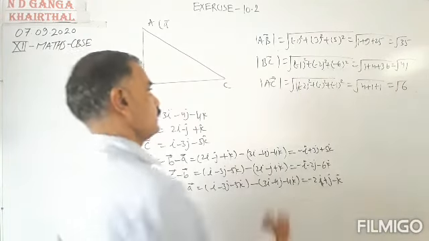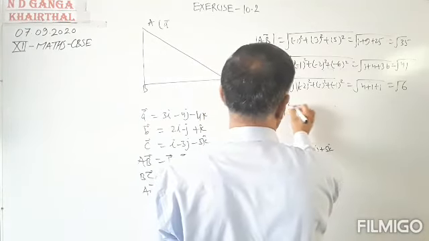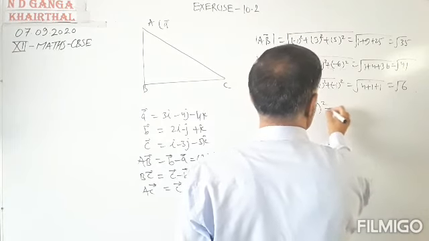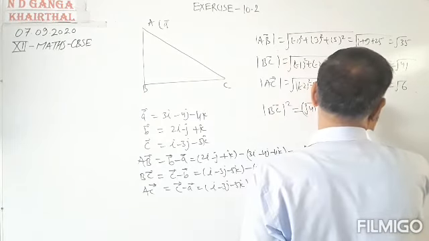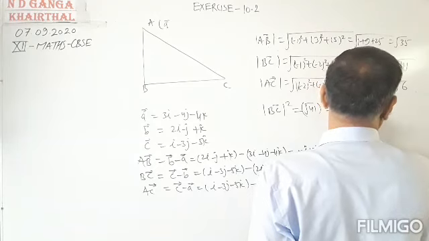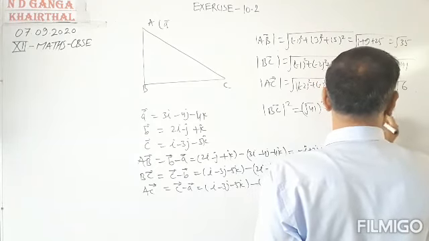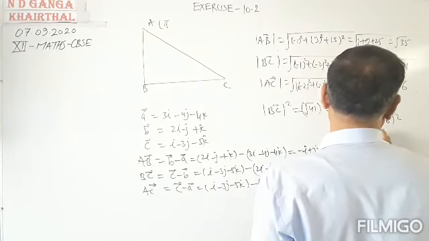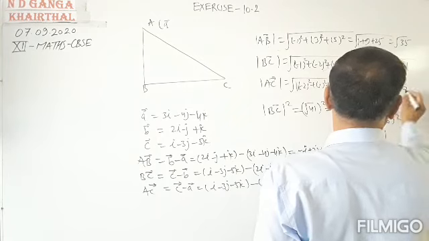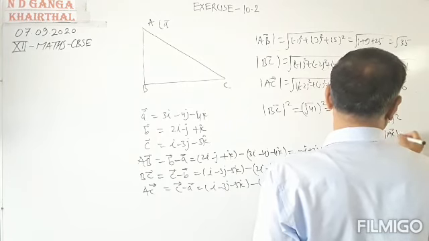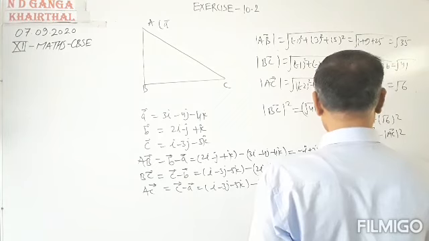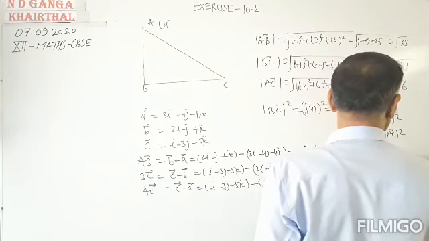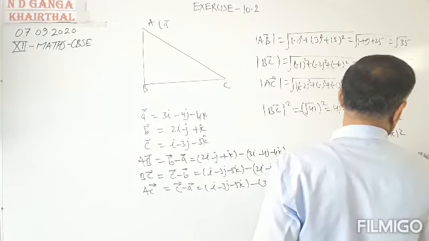Now the magnitude of BC vector square is equal to under root 41 square, that is equal to 41, that is equal to 35 plus 6, equals under root 35 square plus under root 6 square. Under root 35 square is AB vector square, plus under root 6 square, that is AC vector square. So what have we concluded? We conclude that BC vector square is equal to AB vector square plus AC vector square.